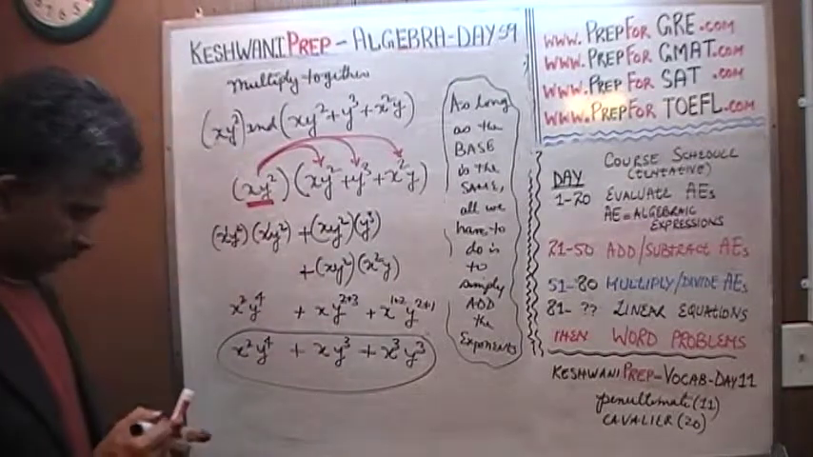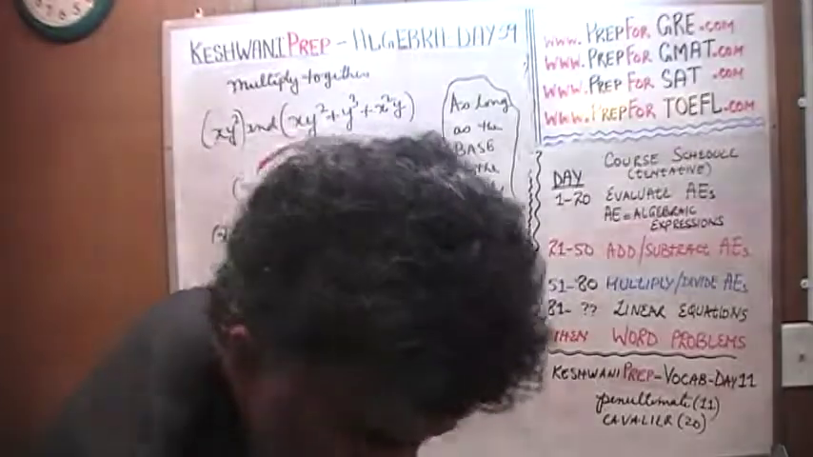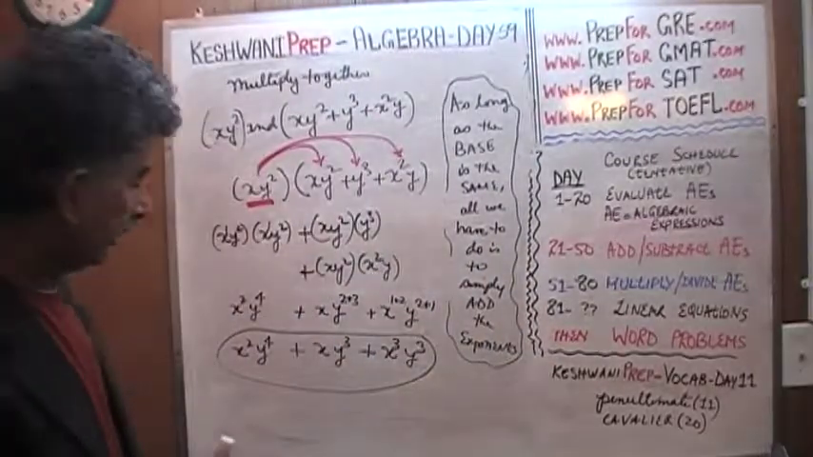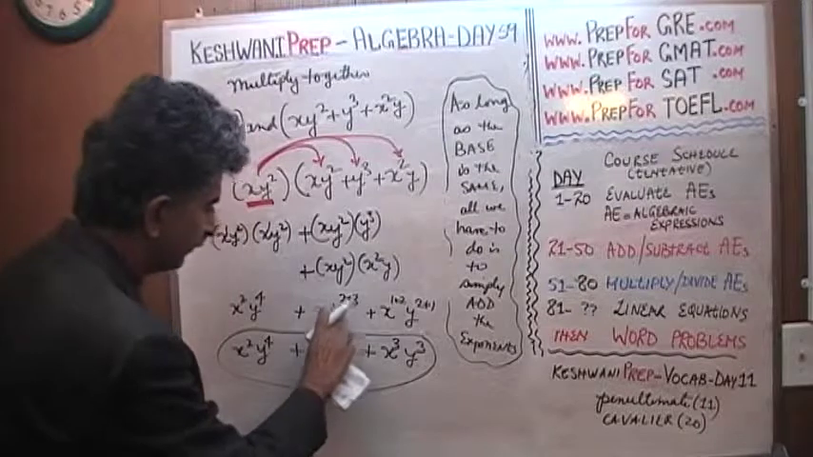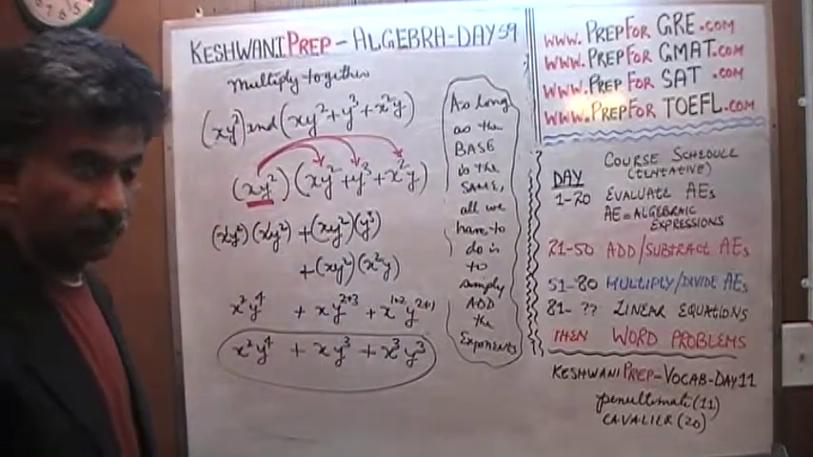x squared y to the fourth, x y to the fifth, not third. It's a good thing I checked my notes to make sure that the answer agreed. This is not a third because it's 2 plus 3. 2 plus 3 last time I checked on my calculator was 5.